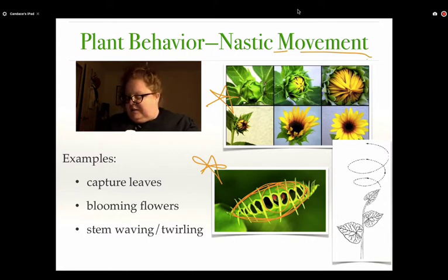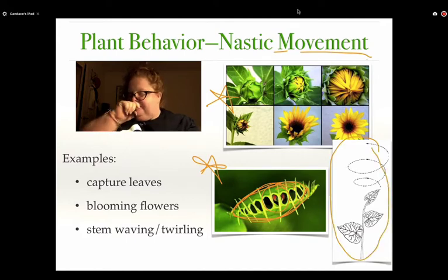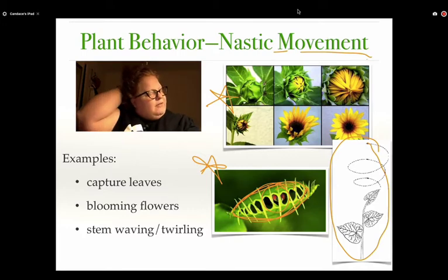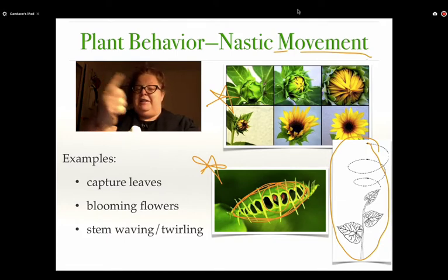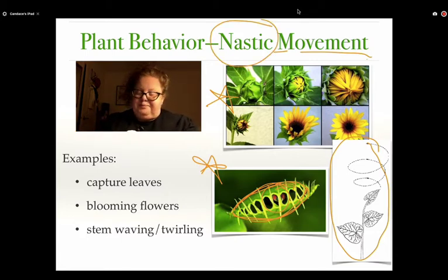And then another example of this is what's called stem waving or twirling. Now, when the stem comes in contact with something, then there can be tropic movement, which we're going to talk about here in a few minutes. But when it's just twirling, and you can look at videos of this, there are actually really cool videos where the plant looks like it's dancing or moving in this twirling way. And during that time, its movement is not based on the directionality of any stimuli. It just has that movement. And so that's another example of nastic movement.